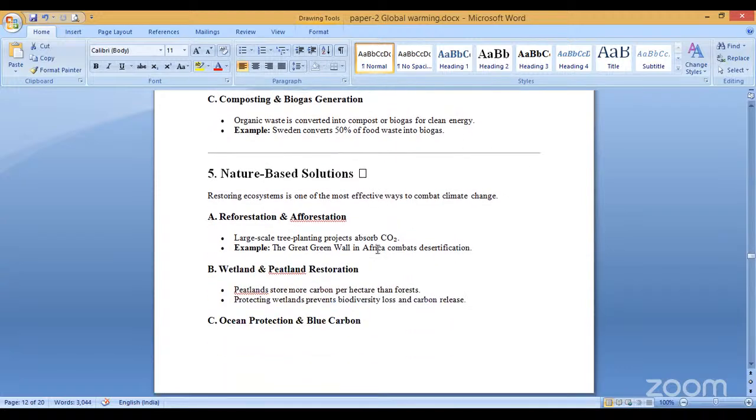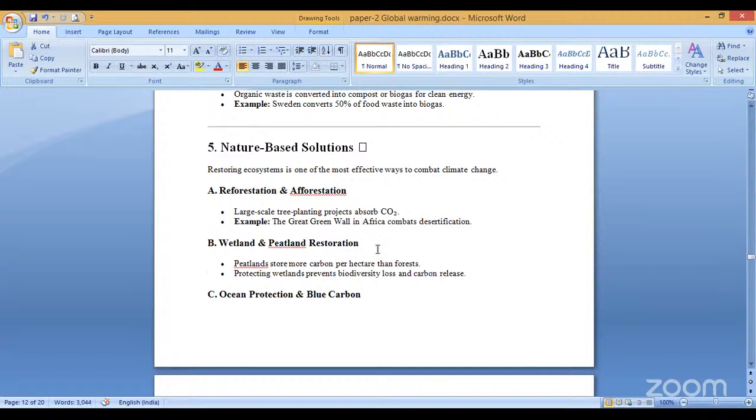Then coming to the next one, nature-based solutions. Restoring ecosystems is one of the most effective ways to combat climate change. Reforestation and afforestation: large-scale tree planting projects absorb carbon dioxide. For example, the Great Green Wall in Africa combats desertification. Wetland restoration: wetlands store more carbon per hectare than forests, and protecting wetlands prevents biodiversity loss and carbon release.